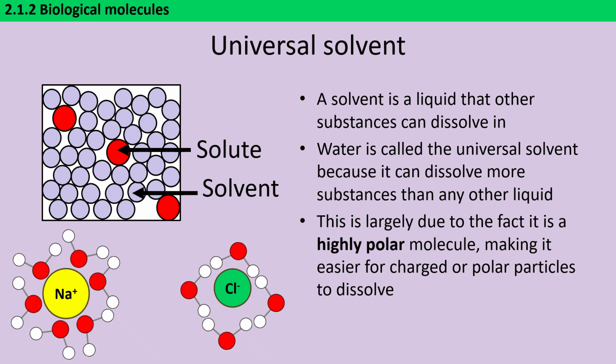This is largely due to the fact that it is a highly polar molecule, making it easier for charged or polar particles to dissolve. So it's very easy for something like sodium chloride to dissolve because the water molecules will orient themselves in such a way that the negative side of the water molecule, where the oxygen is, is arranged around the positive ion of sodium, and then the slightly positive hydrogen atoms in the water molecules are arranged around a negative ion like a chloride ion.